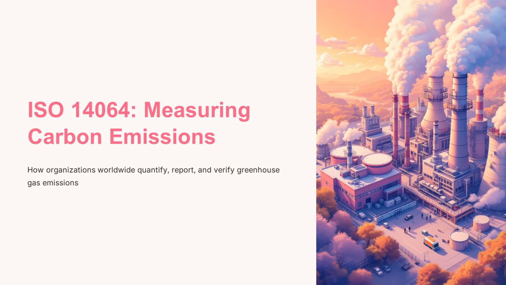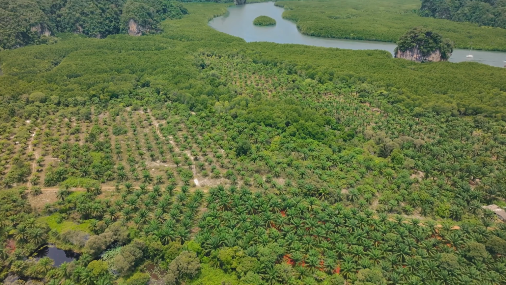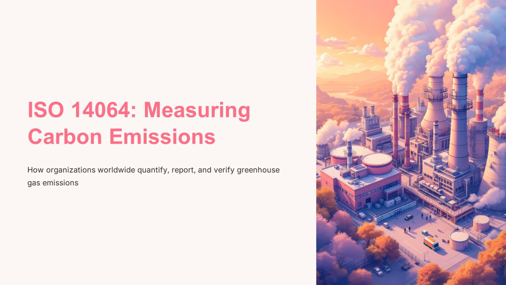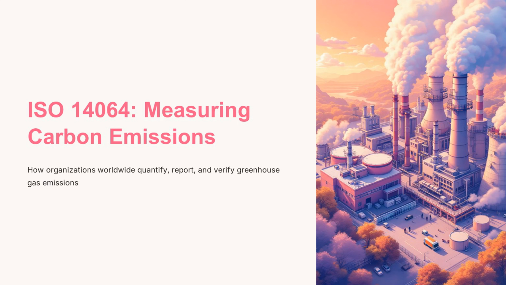Hello. Today, almost every major company in the world is talking about carbon footprint, net zero targets, and greenhouse gas emission. But a very important question arises. How do companies actually measure their greenhouse gas emission? How can we verify whether the reported emissions are accurate? And how do governments and organizations ensure transparency in climate reporting?